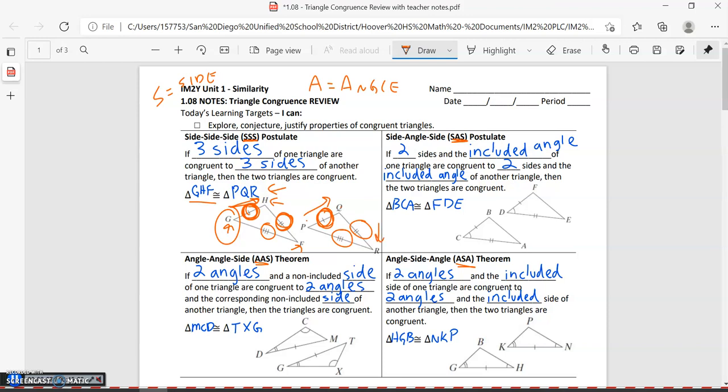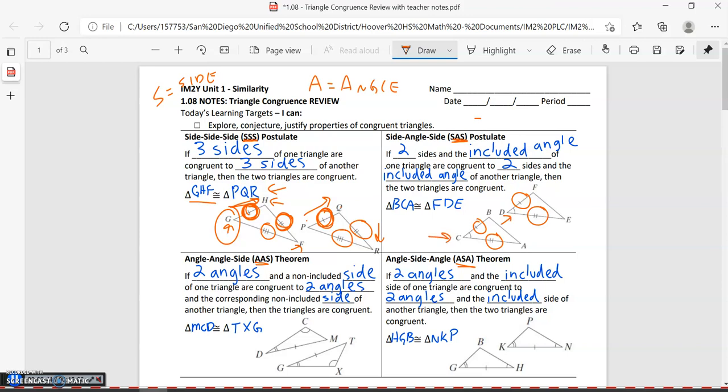The next postulate is side, angle, side. It's very, very important the angle is in between the two sides. SSA does not prove two triangles are congruent. The A needs to be in the middle of the S and S. So when we have side, angle, side, you can see that we have this side congruent to that side. We have this side congruent to this side. And we notice we have an angle in between those two sides.